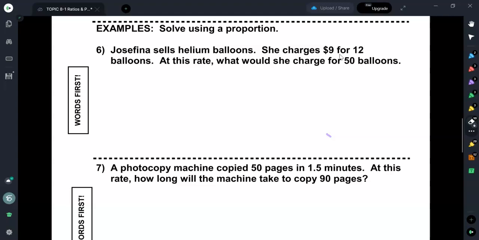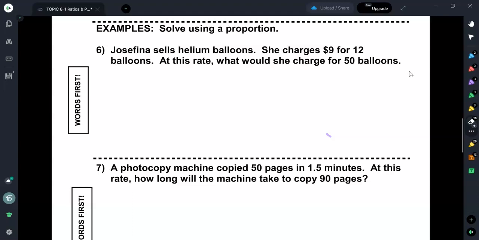So number 6 here on the example, back on 8-1: Josefina sells helium balloons. She charges $9 for 12 balloons. At this rate, what would she charge for 50? Well, first of all, we need to set up some ratios. And then we need to get those ratios set up in a proportion that we can solve.